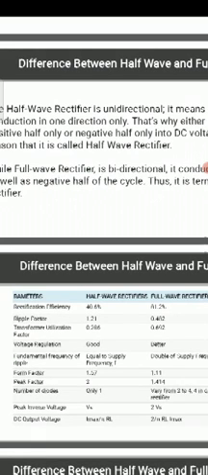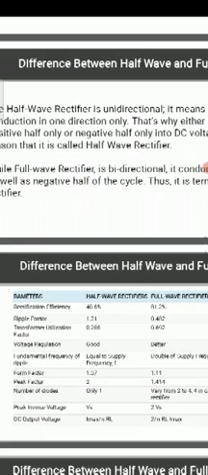We need only the constant voltage in the output side. Next, the fundamental frequency of ripple is equal to the supply frequency in the case of a half wave rectifier. But in the case of a full wave rectifier, it is double the supply frequency.